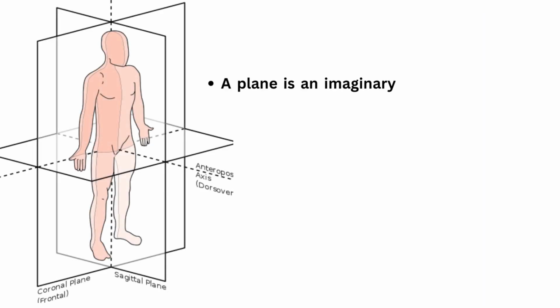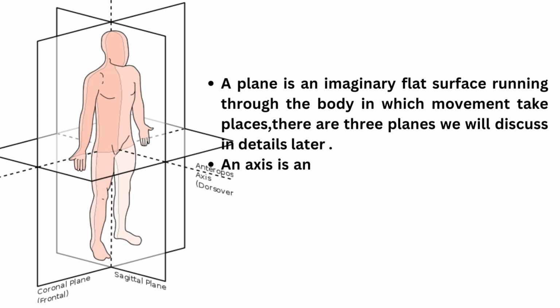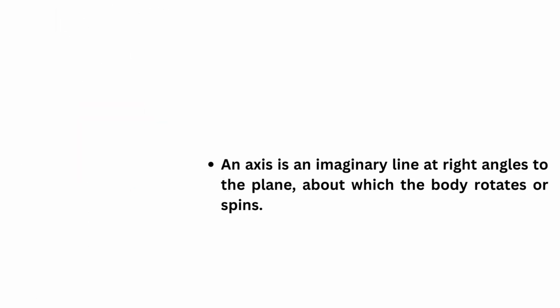Plane. A plane is an imaginary flat surface running through the body in which movement takes place. There are three planes we will discuss in detail later. Axis. An axis is an imaginary line at right angles to the plane, about which the body rotates or spins.